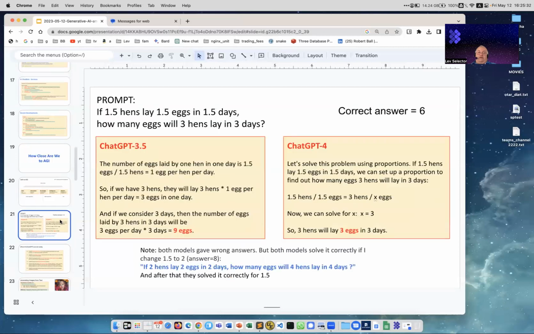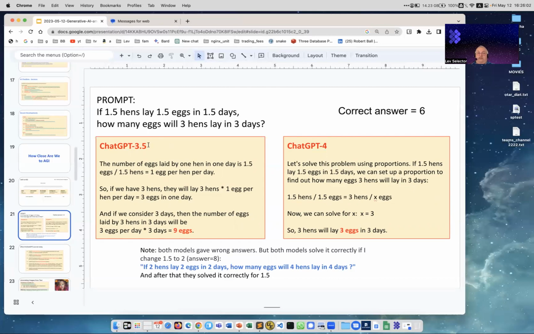Okay, here is an example of how ChatGPT works, and you see, it's absolutely not perfect. I asked it a simple question: if 1.5 hens lay 1.5 eggs in 1.5 days, how many eggs will 3 hens lay in 3 days? And the answer is 6. So you multiply this by 2, and this by 2. Oh no, this by 2, so by 4. So 1.5 times 4 is 6. This is the correct answer.